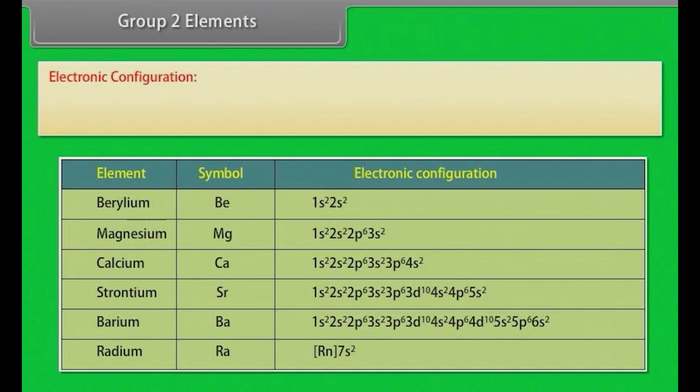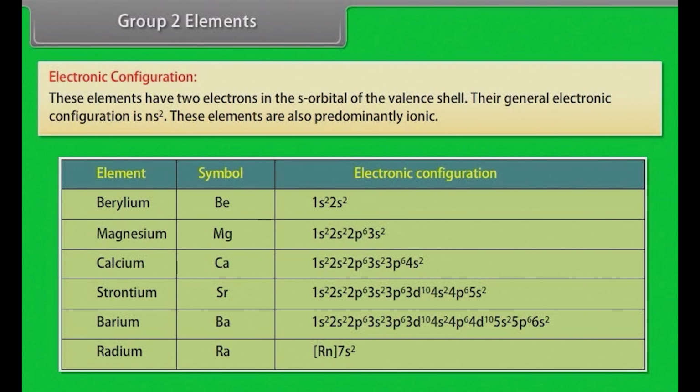Group 2 elements. Electronic configuration. These elements have 2 electrons in the s-orbital of the valence shell. Their general electronic configuration is ns2. These elements are also predominantly ionic.